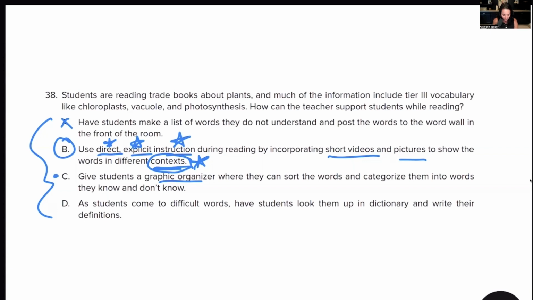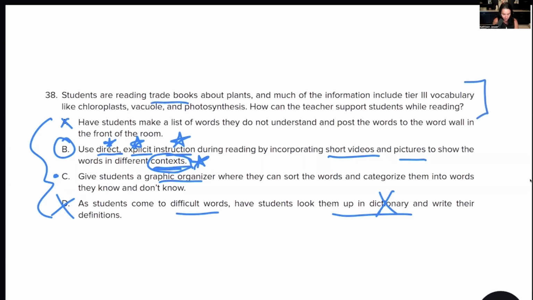D, as students come to difficult words, have students look them up in a dictionary and write down their definitions. No, this is not effective. Stopping the reading and looking up words in a dictionary. I understand dictionaries are great. They're a great supplemental tool, but we would want to use context clues to figure out the word first. Certainly we're going to use dictionaries, but on this exam, dictionary tends to be a bad word. Not 100% of the time, but a lot of the time. I'm going to cross off D. So I'm between B and C. Let's go ahead and look.